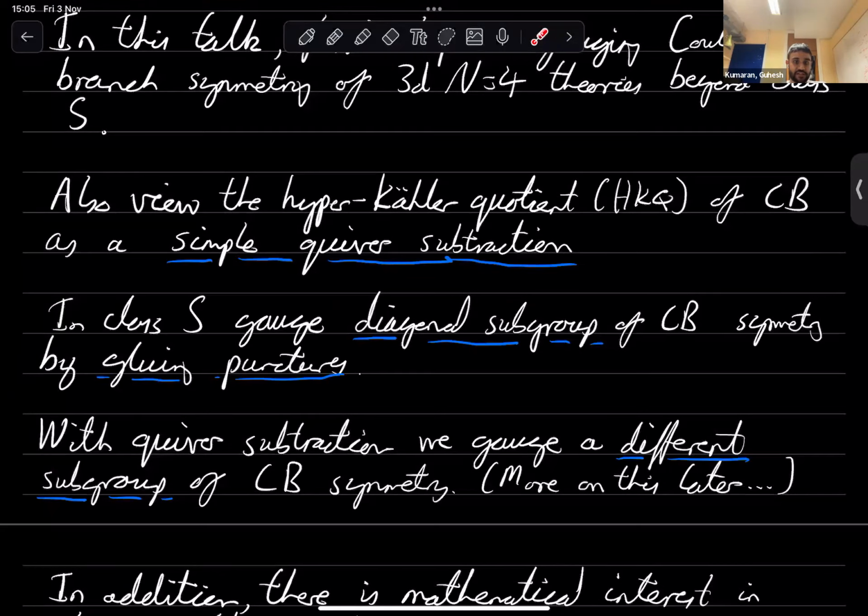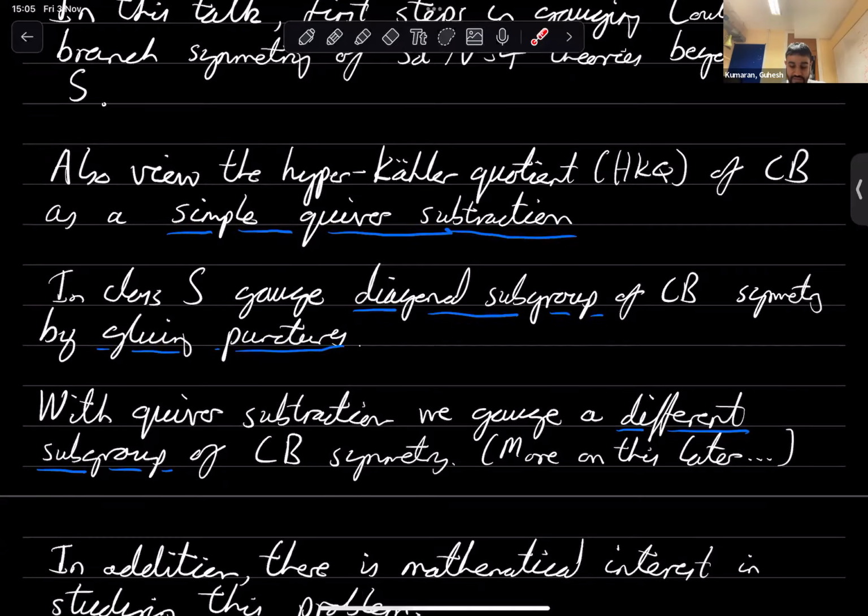To compare with class S, typically you would gauge a diagonal subgroup of the Coulomb branch symmetry, by gluing punctures together. But with this quiver subtraction, we're just gauging a different subgroup of this symmetry, and I'll describe a bit later how you choose that subgroup.